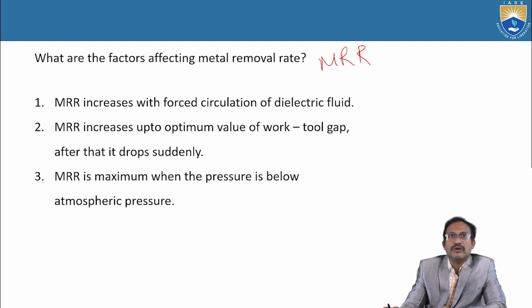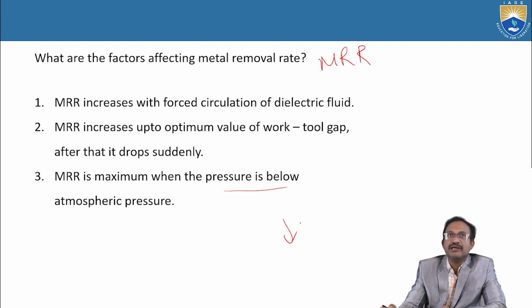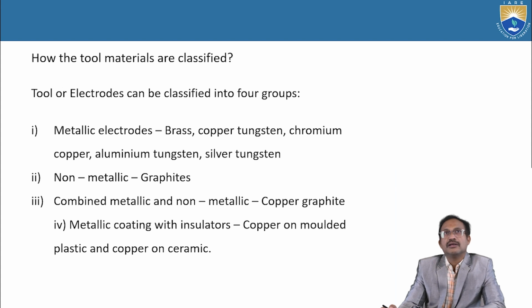MRR, material removal rate, is maximum when the pressure is below atmospheric pressure. So here, when the pressure drops, the material removal rate would be maximum. Right. How are the tool materials classified?